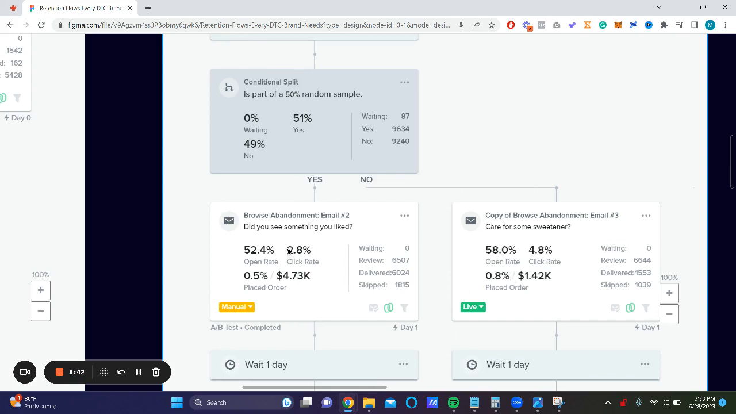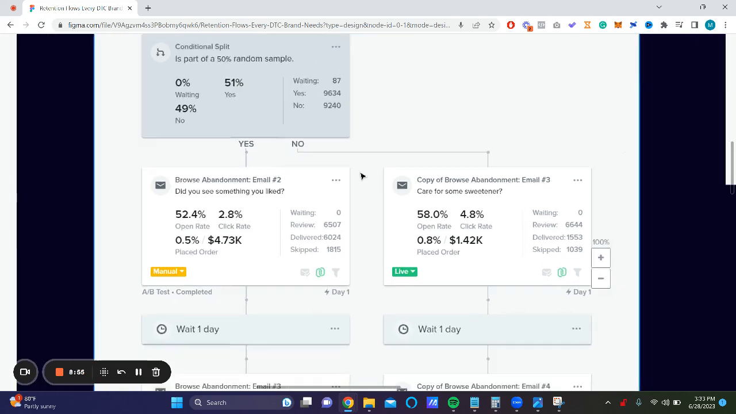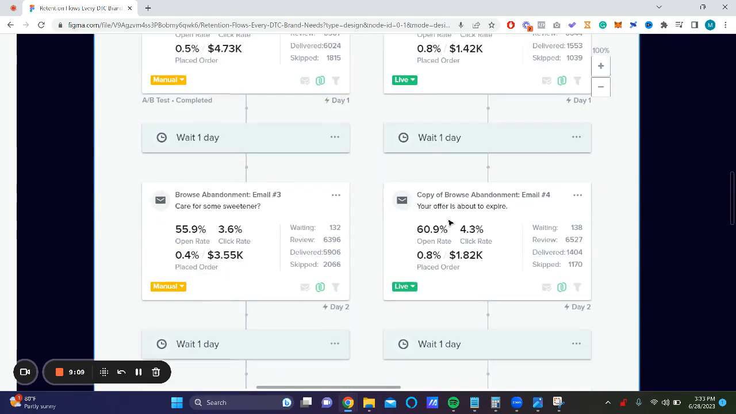And then 1 day later, and as you can see right here, we A/B tested a few different things. I think for this one, this was A/B testing the overall structure. For instance, this one was a 0% off sort of like reminder. And then this one is 10% off. So you want to test that out and then see what has more overall revenue. But anyways, this one ended up winning out, and this is the 10% off. Follow up 1 day later, your offer is about to expire, 10% off.